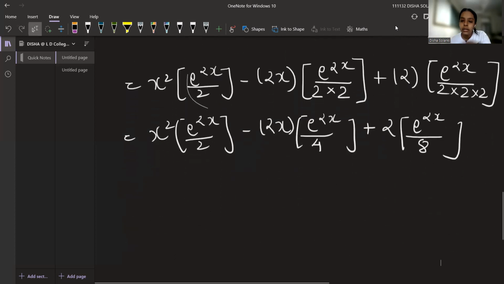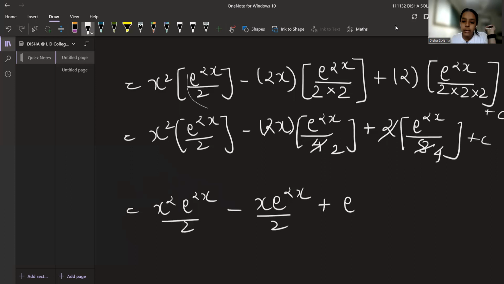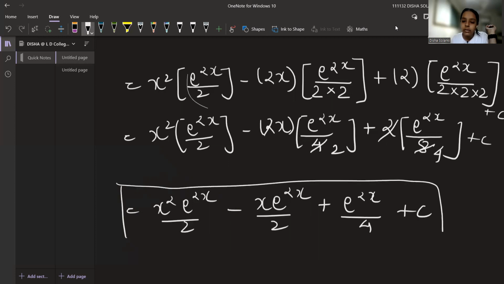So you can cut it out here as per your choice, and it's 4. x square e power 2x by 2 minus x e power 2x by 2 plus e power 2x by 4 plus c, and this is our final answer. Now I will give you some basic formulas you need to remember to score good marks.